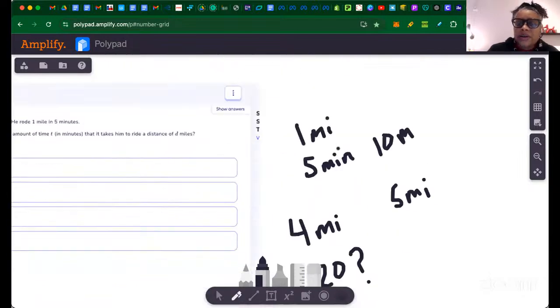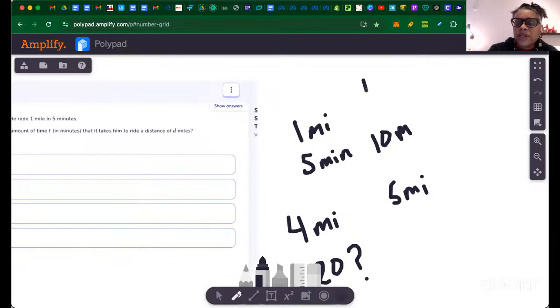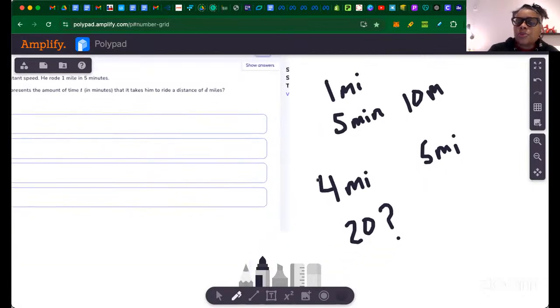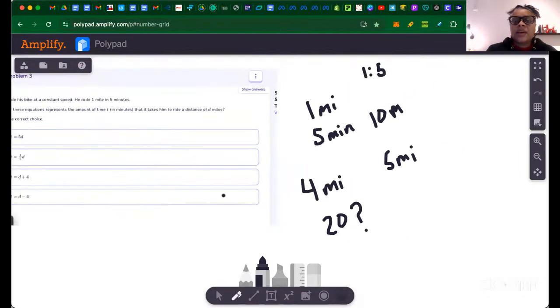Down here, you told me that you have a ratio of 1 to 5, which is good. That means your constant of proportionality is 5. So each time we multiply the miles times 5. Good work on that.